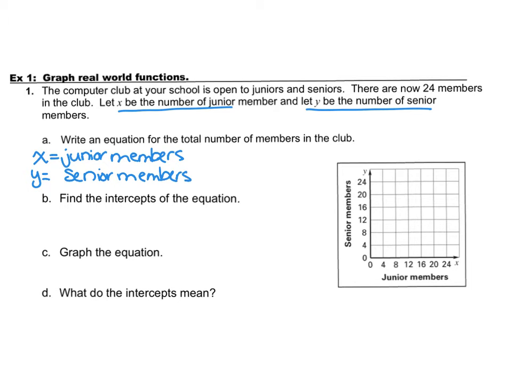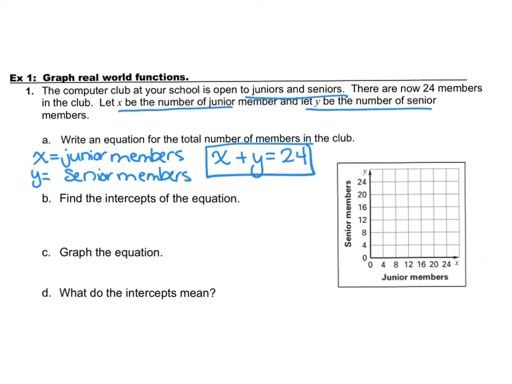All right, so now let's go back and assign the numbers to this. It says that the computer lab is open to juniors and seniors. There are now 24 members. That means that we have our junior members. So we have two variables here that are being assigned. So I have the junior members plus our senior members. That is going to equal 24 members. So there's our equation for this relationship: x plus y equals 24.